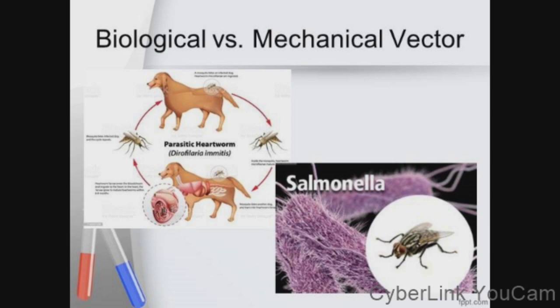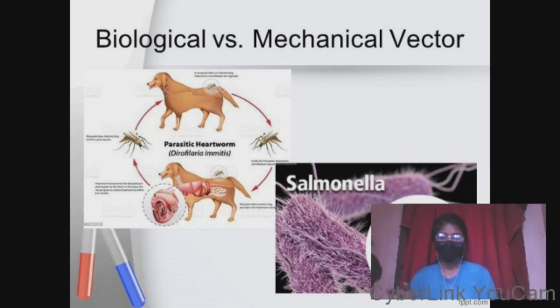Next is biological versus mechanical vector. The confusion between host and vector comes from the concept of biological vector. Within or upon both a host and a biological vector, the parasite undergoes some aspect of its life cycle. Thus, in one sense, all hosts that can pass a parasite, like this dog, particularly to another species or host, like the mosquito, are also biological vectors.